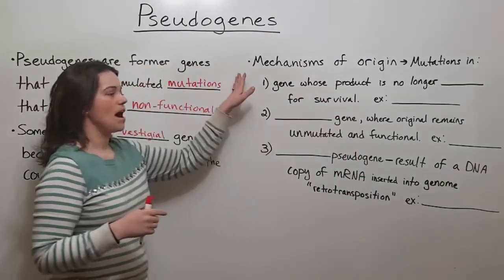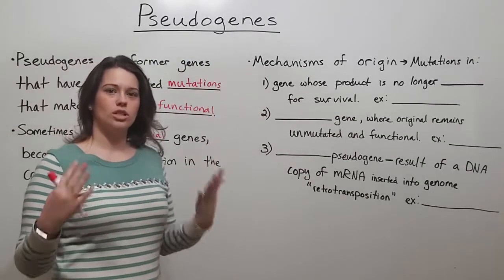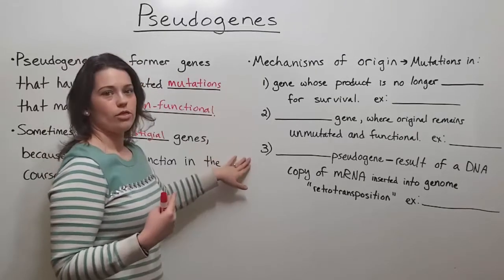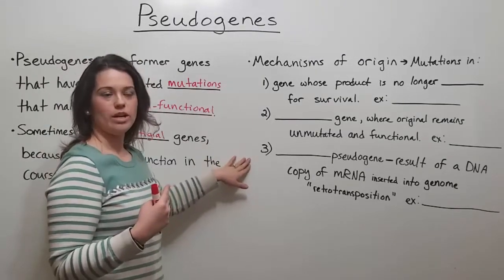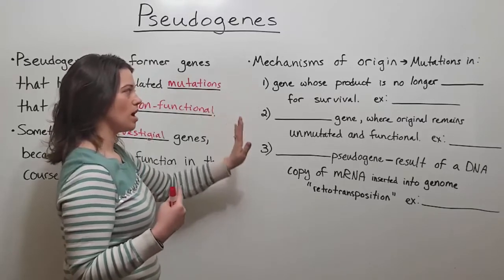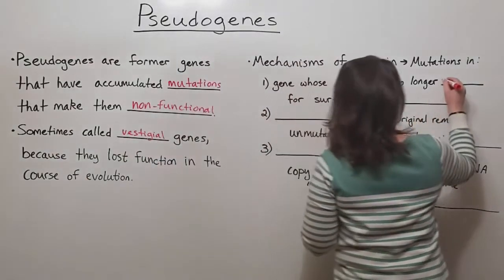Now let's talk about the mechanisms of origin. Basically, how do these pseudogenes come into existence? There are three different mechanisms that we know of. One is that it might be a gene whose product is no longer needed for survival.